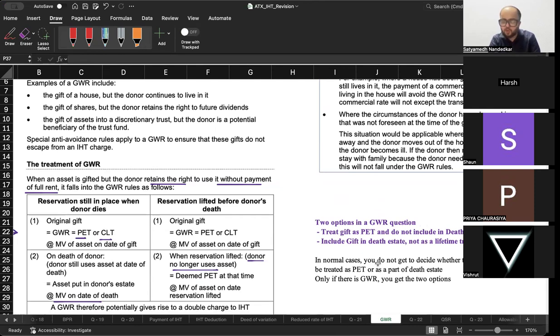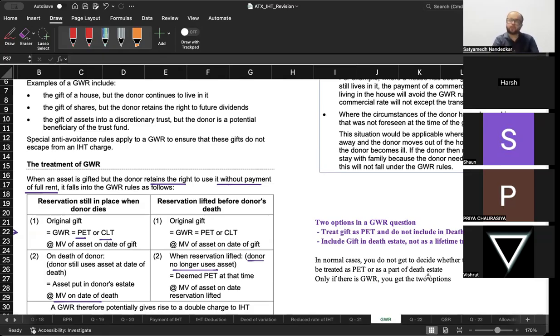In normal cases, you do not get to decide whether the asset gifted should be treated as PET or as a part of death estate. But in gifts with reservation of benefit, आपको दो ऑप्शन मिलता है. आप चेक करो where will the tax implication be high. If you treat it as PET and you do not include it in the death estate, will the tax implication be higher there? Or if you include that in the death estate and not as a lifetime transfer, आप चेक करो कि कौन से इसमें IHT implication is lower and you go for that particular option.